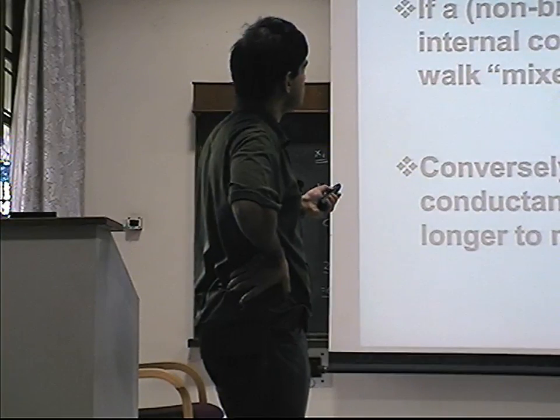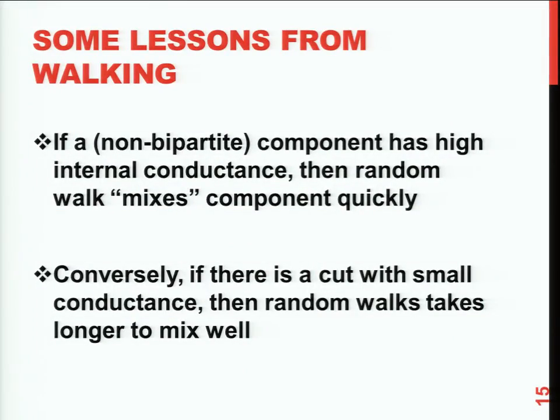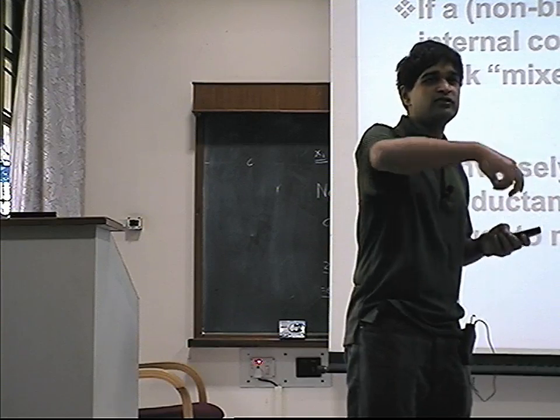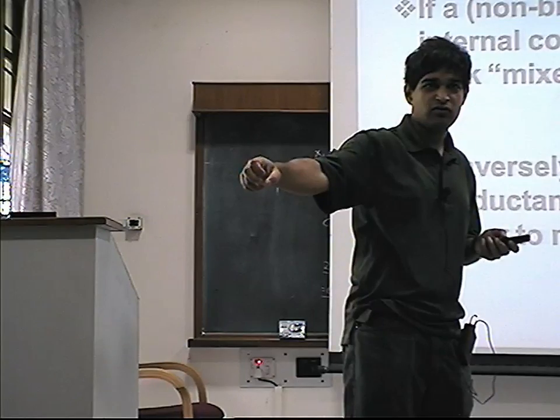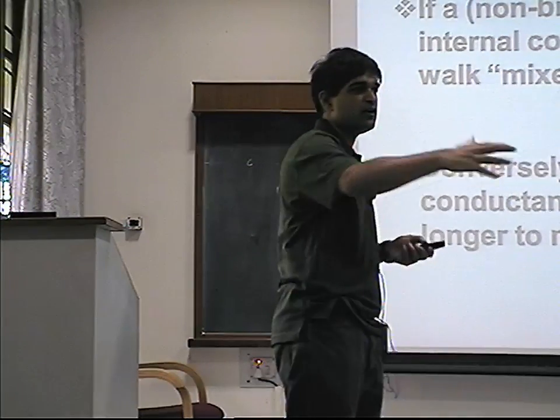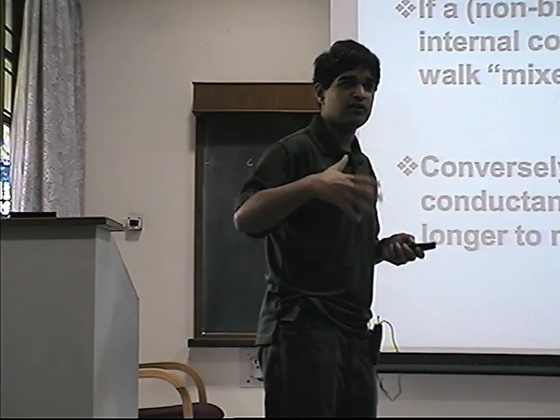But there are some informal things, and you can prove this; we'll show basically how to go about it. If a non-bipartite component has high internal conductance, then the random walk mixes in the component quickly. What mixing means is that if you start from a node, after a small number of steps, you cannot predict where you started from. You lose information about where you started, because no matter where you started, you would have equal probability of landing at that node. So you mix within the component very quickly if the internal conductance is high.